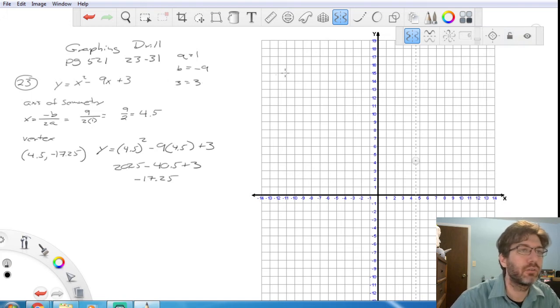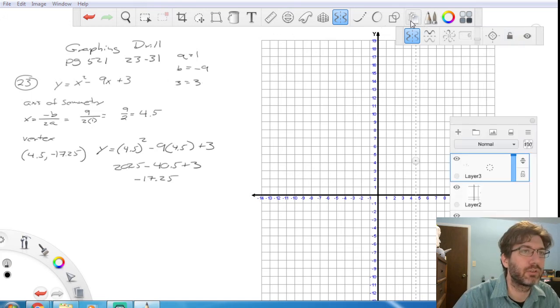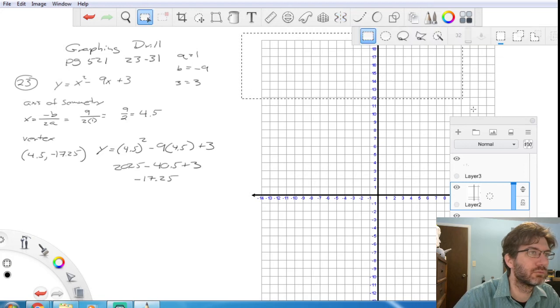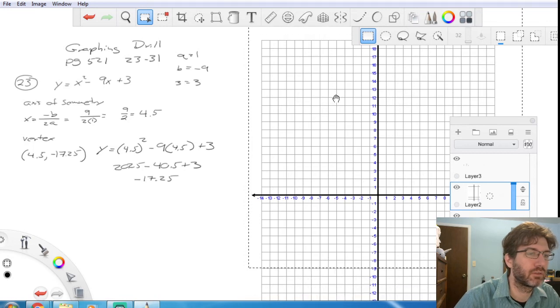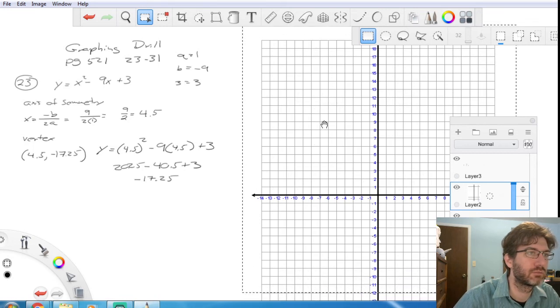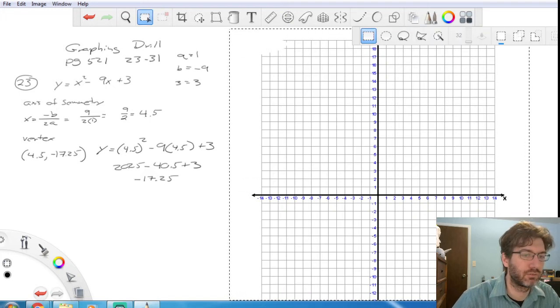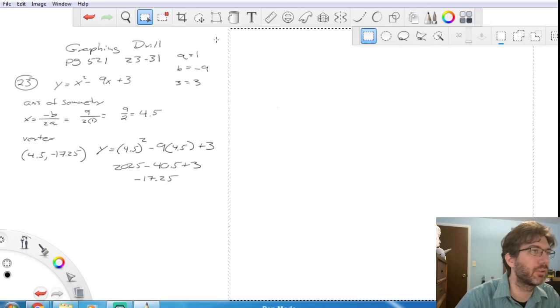Means we're probably going to have to move our graph up. Let me find our graph. I don't know if I have all the graphs there. Just get rid of our graph and bring it in again.